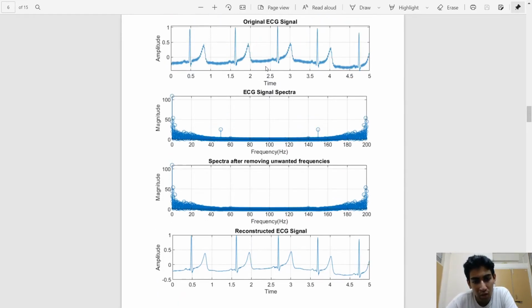Comparing the original and the reconstructed ECG signal, it is obvious that the reconstructed ECG signal is much cleaner than the original ECG signal. This is because the 50 Hz noise signal, the high frequency components which were varying, which can be seen here, have been removed.